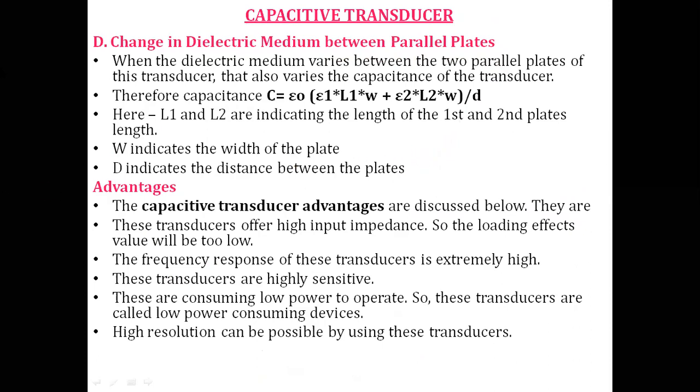When the dielectric medium varies between the two parallel plates of the transducer, then also variations of capacitance of the transducer may take place. Therefore, capacitance C is given by epsilon naught into epsilon 1 into L1 into W plus epsilon 2 into L2 W, all divided by D, where L1 and L2 indicate the lengths of the first and second plates, W indicates the width of the plates, and D indicates the distance between the plates.